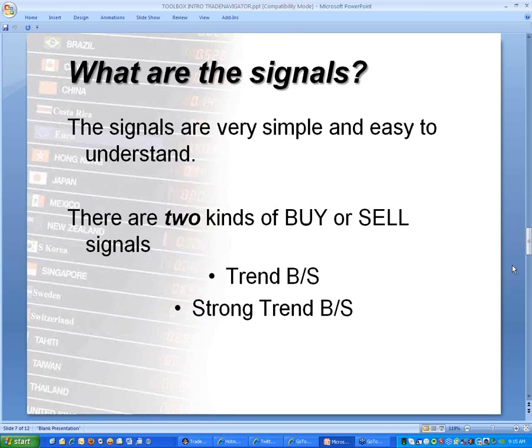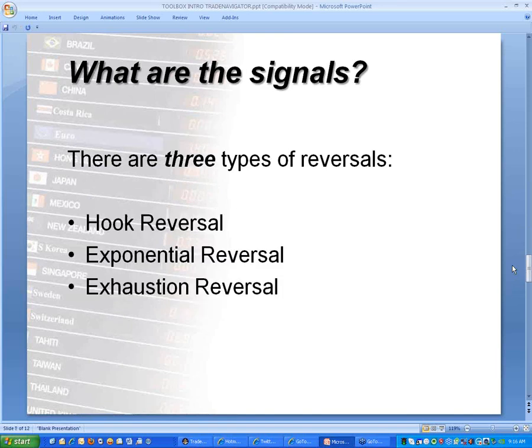What are the signals? They're very simple, very easy to understand. Anyone can use this toolbox, in my opinion. There's 2 kinds of buy or sell signals, and that's a trend buy or sell, or a strong trend buy or sell. And there are 3 types of reversals: a hook reversal, an exponential reversal, and an exhaustion reversal.